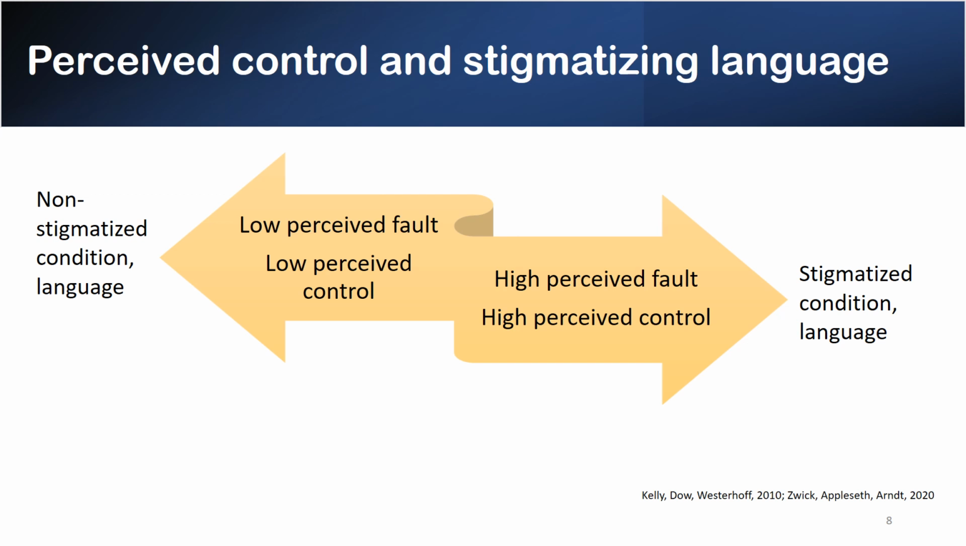For example, advanced metastatic cancer or end-stage renal disease. But when we perceive that the illness or behavior is under the control of the person, we feel that they are at fault. For example, substance use disorder or responsive behaviors of dementia.